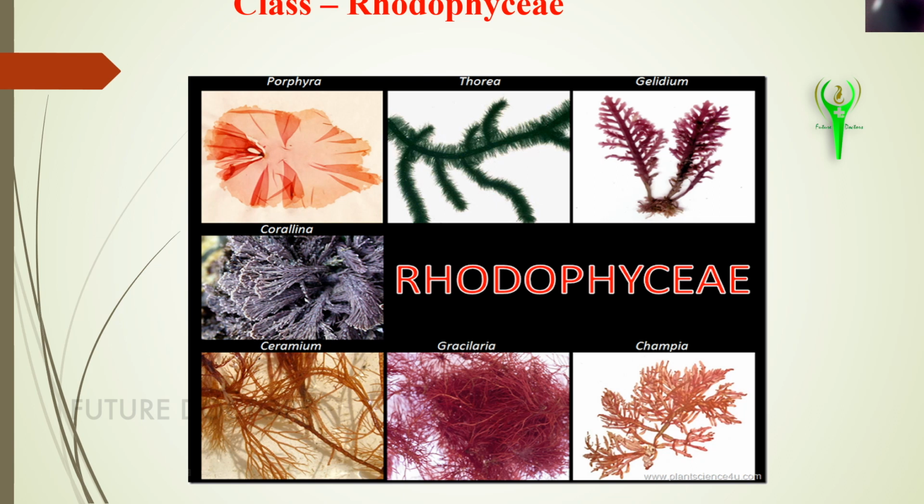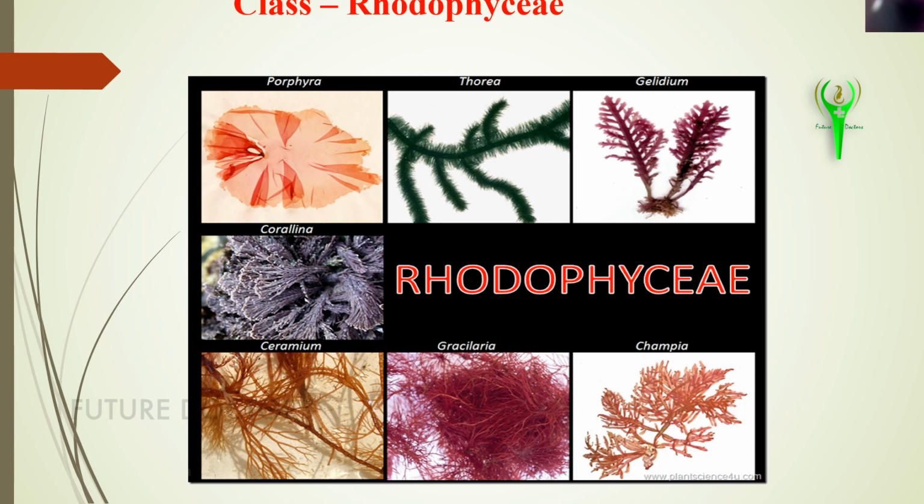Sexual reproduction occurs by non-motile gametes and is of the oogamous type. The sex organ is called spermatangium or antheridium. Non-flagellated male gametes are called spermatia. The life cycle has two or more phases, such as haplobiontic, diplobiontic, etc. Economic importance of red algae.